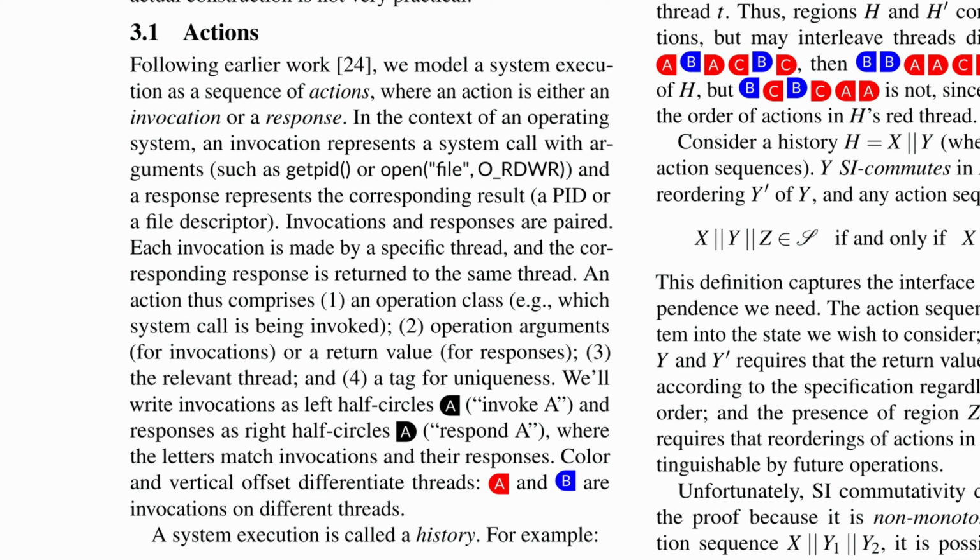So let's try to be precise and introduce some notations. We model a system execution as a sequence of actions, and actions usually come in pairs. They consist of an invocation and a response to that invocation. The authors use these left half circles to represent an invocation and these right half circles to represent the response for that invocation. Different colors represent invocations on different threads.